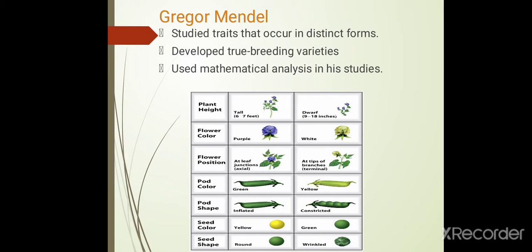Also, he studied traits that occur in distinct forms. He developed true-breeding varieties. He used mathematical analysis in his studies. When he bred them amongst themselves, these plants produced offspring identical to the parent for that trait, as you can see in the picture.